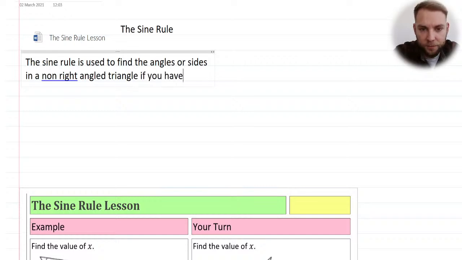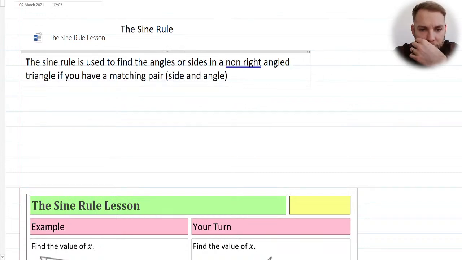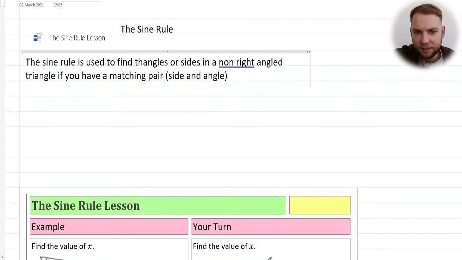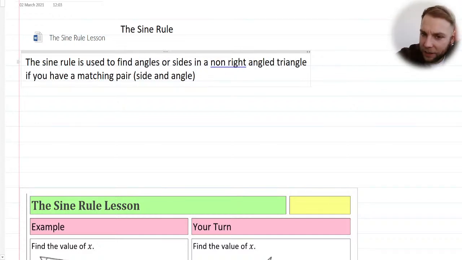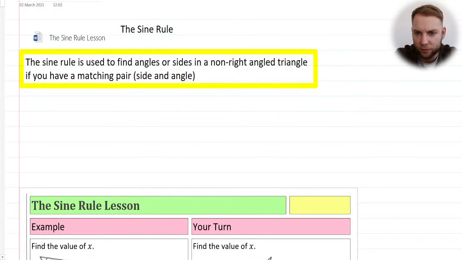if you have a matching pair, side and angle. You'll see what I mean by that in a second, okay? But this is the important part, okay? So the sine rule is used to find angles or sides in non-right angle triangles if you have a matching pair, side and angle. Okay, so get that down in your notes first of all. That's really important.